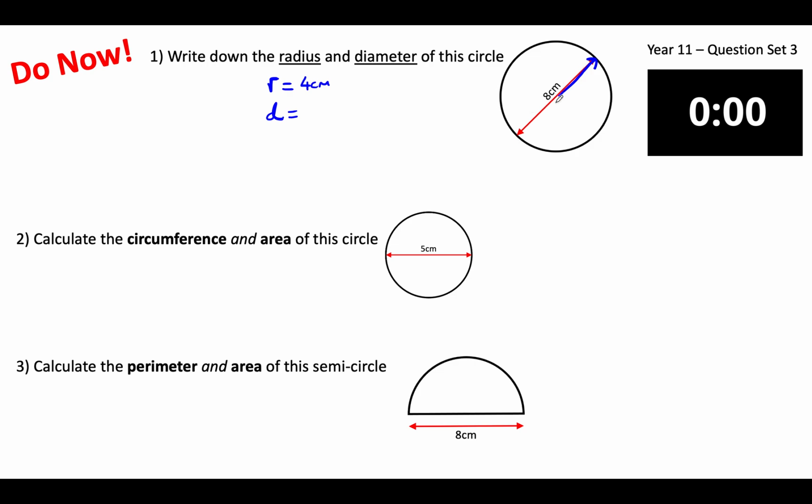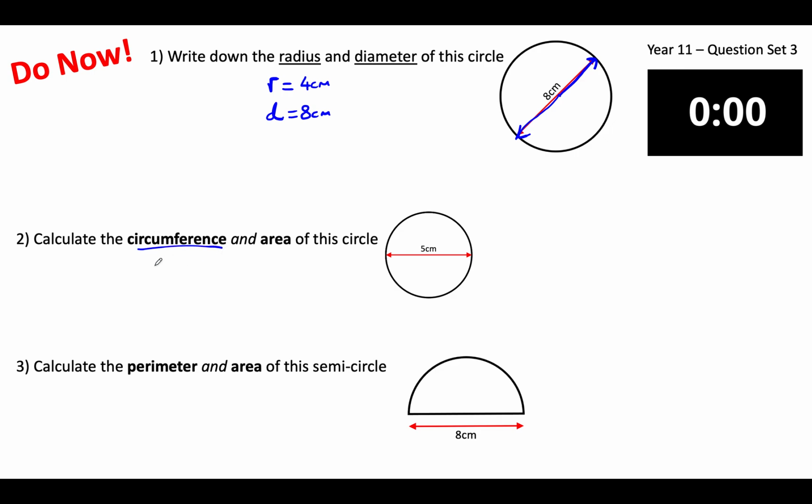What they've got measured there, which goes all the way across, is the diameter, all the way from one side to the other through the center. And the radius is always half the diameter, because the diameter always goes all the way across, the radius goes half the way across. Circumference and area.